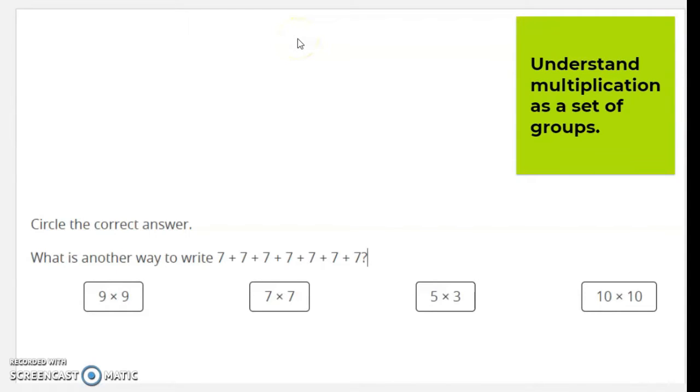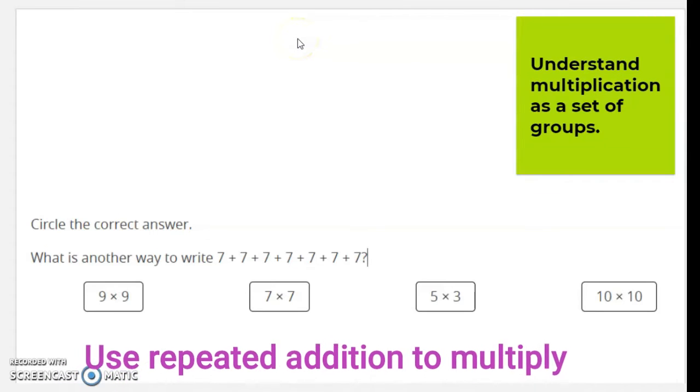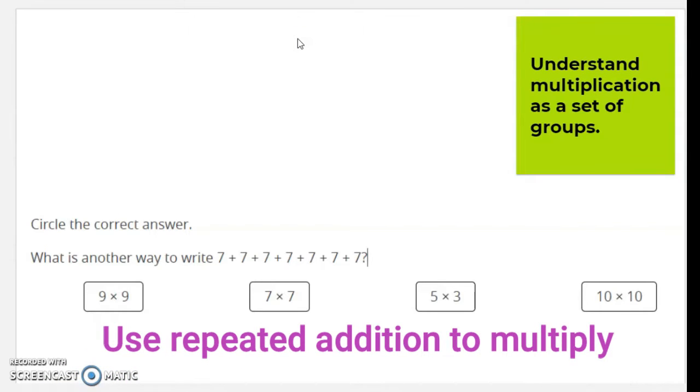Hello, this time we are going to be solving multiplication using groups or sets of groups to find the multiplication equation. We have, what is another way to write 7 plus 7 plus 7 plus 7 plus 7 plus 7 plus 7? You can see how many times 7 is being added here. Multiplication is being used as repeated addition.